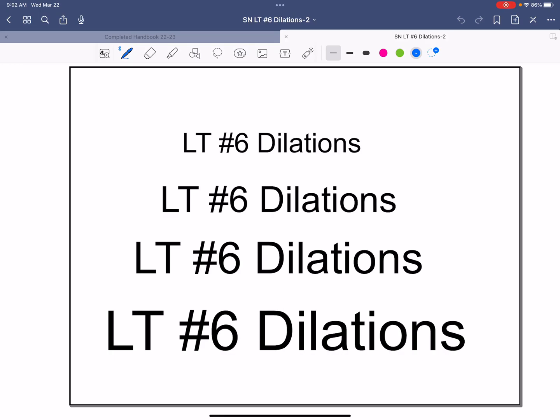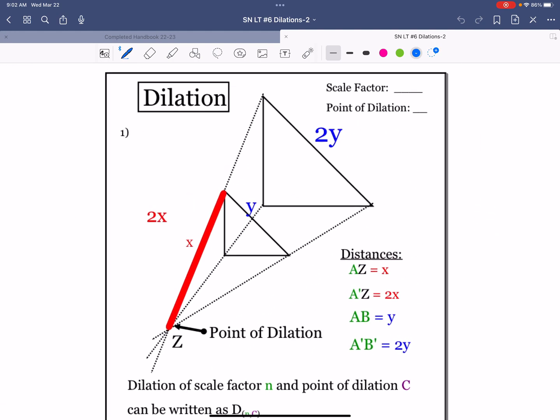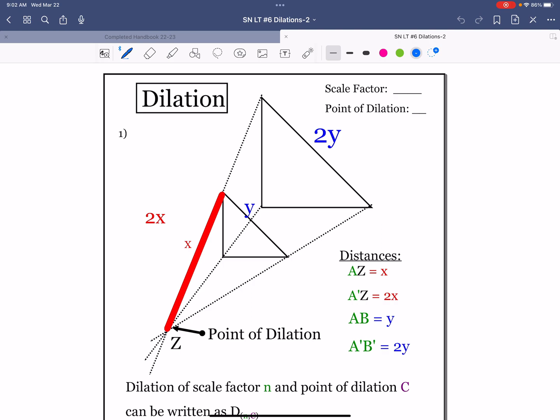Hello, this movie is on Unit 9, Transformations, Learning Target 6, Dilations. A dilation is when we take a pre-image, in this case being this guy, and we apply a dilation to it about a point. So what that means is from the point, we are going to travel through the pre-image point and go the same distance as the dilation.